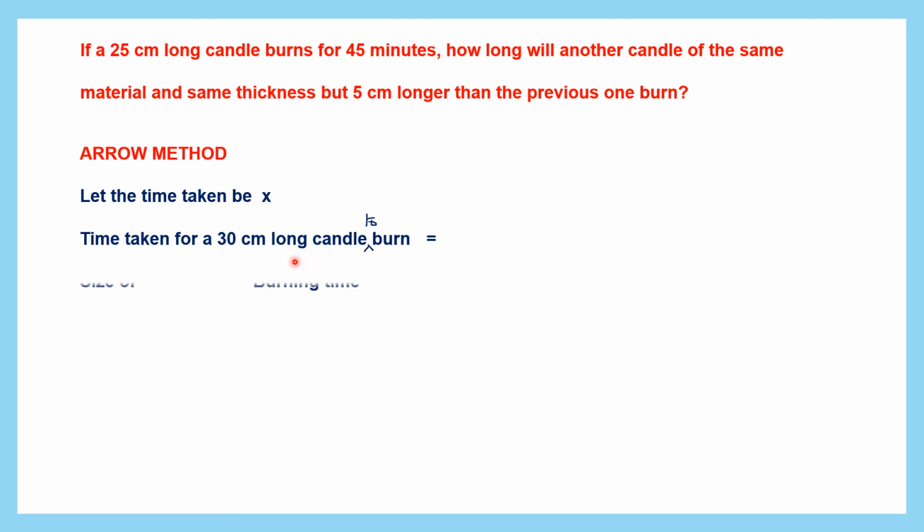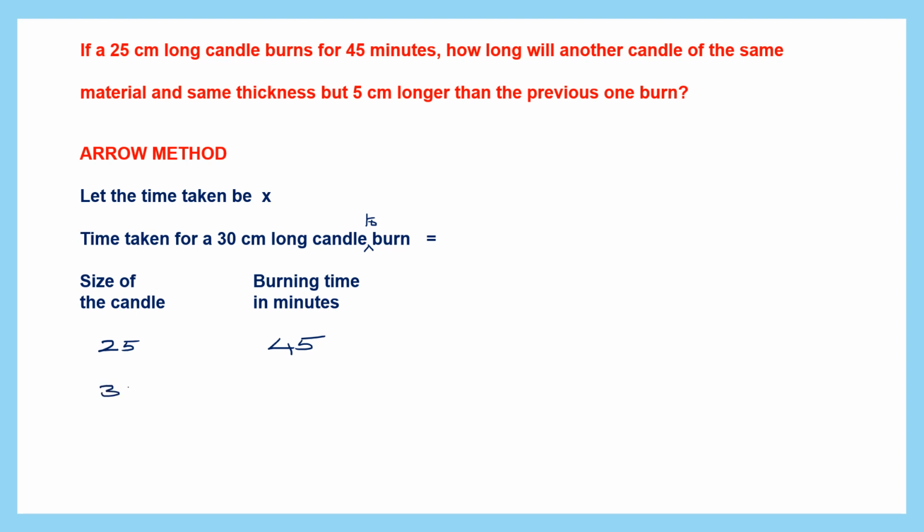So let's write our two columns. We have size of the candle and burning time. It's asking us how long will it take, the time taken to burn. So burning time in minutes. So here let's write what's given to us. A 25 centimeter long candle burns for 45 minutes. So this is 25 centimeter burning for 45 minutes. Now here they're asking us how long will another candle of the same material, same thickness but 5 centimeters longer. That means the size of the candle is 25 plus 5, 30 centimeters.